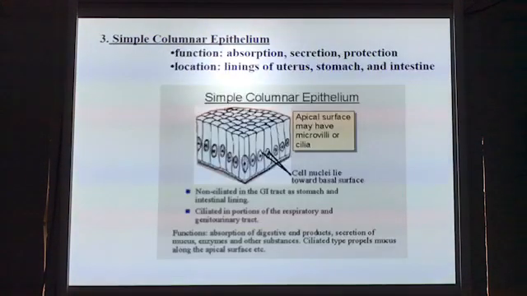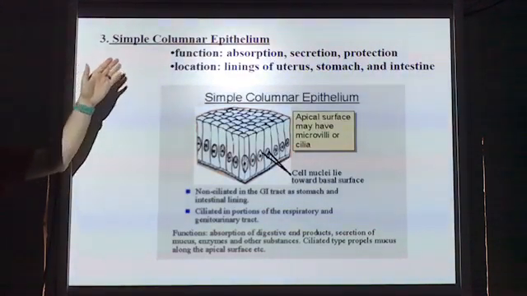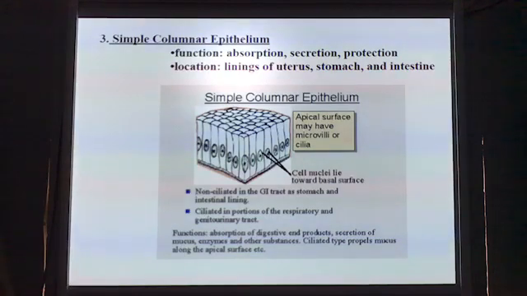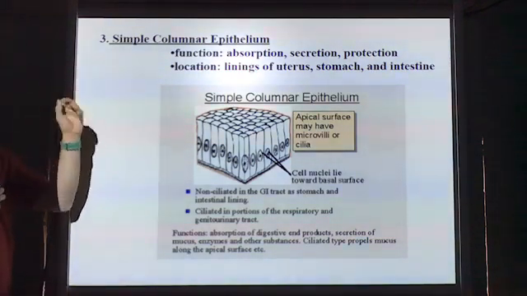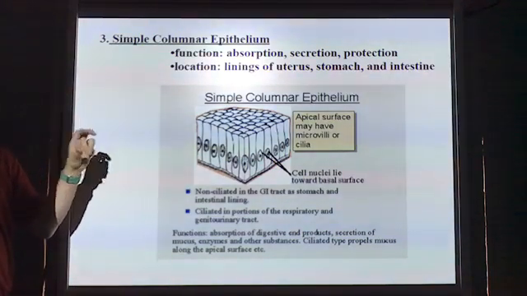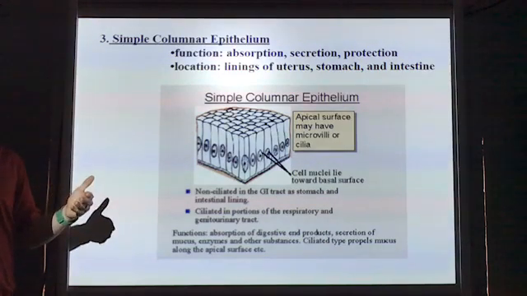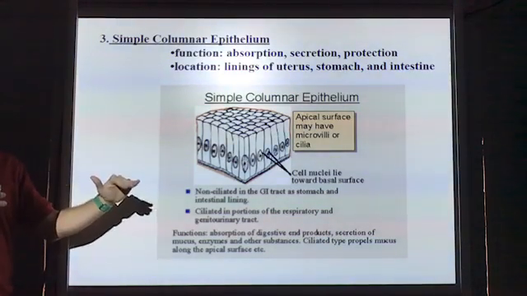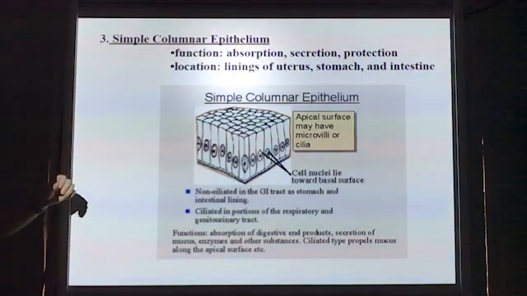Okay. The next type is simple columnar epithelium. One layer of column-shaped cells. Okay. That's what the epithelium is composed of. We see again absorption, secretion, and also protection. Think about it. You're getting a thicker layer now. You're getting something thicker. This would protect more so than a simple squamous layer because it's very thin. There's not a lot of protection there.